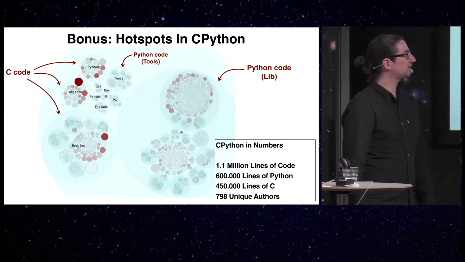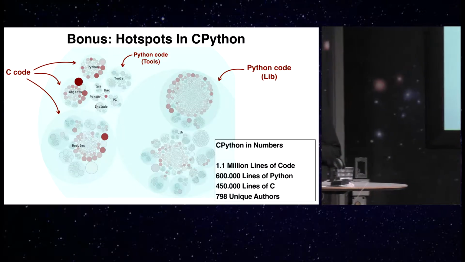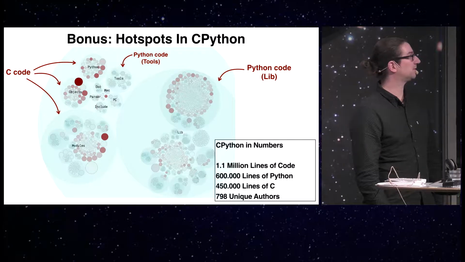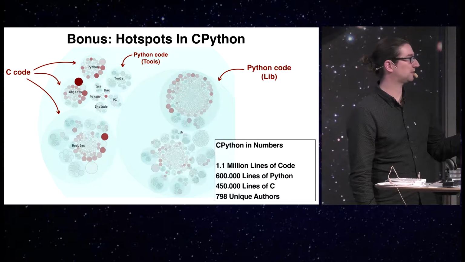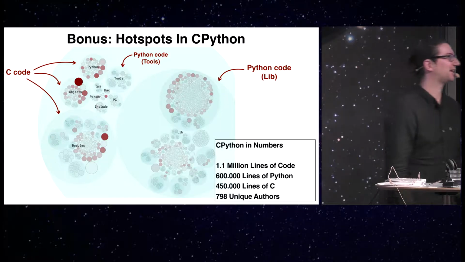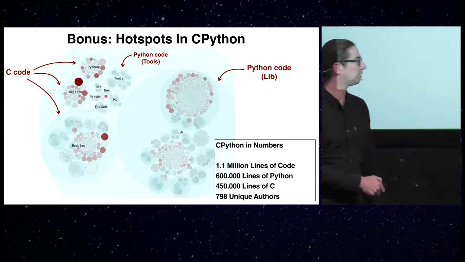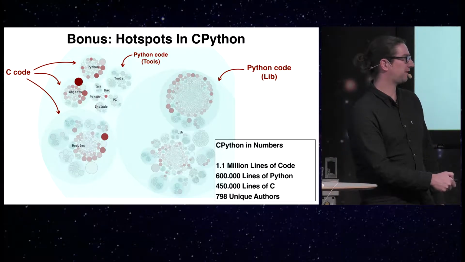So I sat down yesterday to do a hotspot analysis of Python, the C implementation. And it's pretty fascinating. I actually used to program a lot in Python. It's my second most favorite language. But I never looked at the actual implementation of it. And I find it pretty fascinating because Python is a fairly large code base now, 1.1 million lines of code, so it's a big code base.